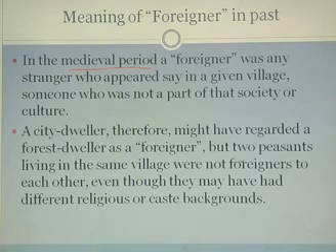In the medieval period, a foreigner was any stranger who appeared, say, in a given village, someone who was not a part of that society or culture. Suppose let's take an example of one small village.